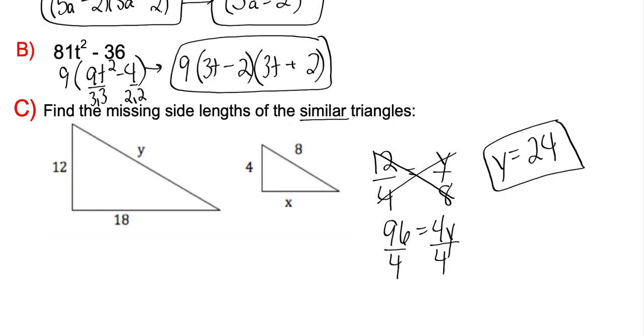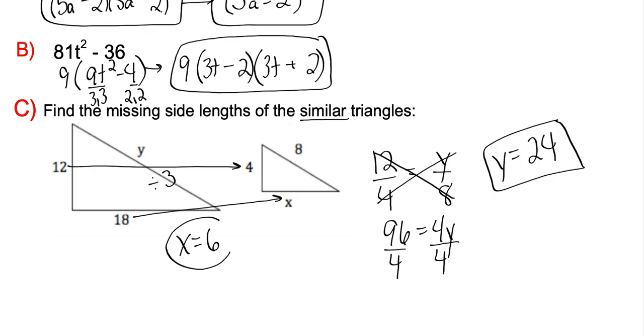That's the way with proportions. Another way you can do it is using a scale factor. If I look at my 12 and my 4, to get from here to here, I am dividing by 3. So to get from here to here, I'll divide by 3. So x is going to be 6.